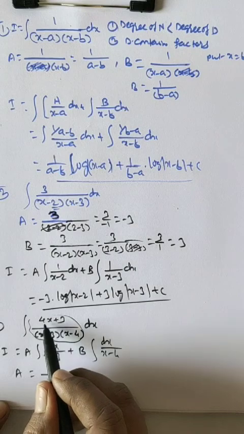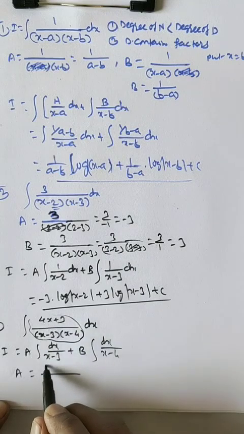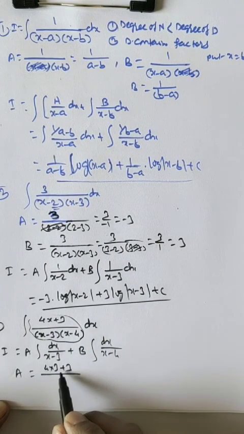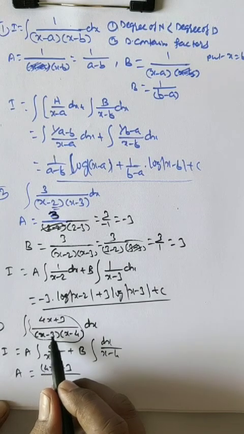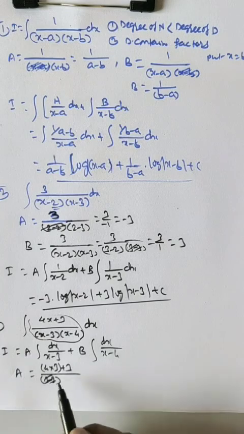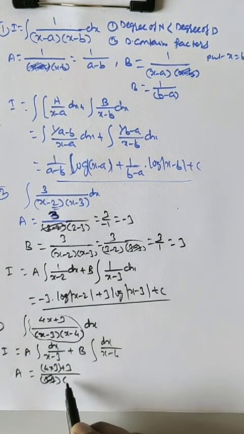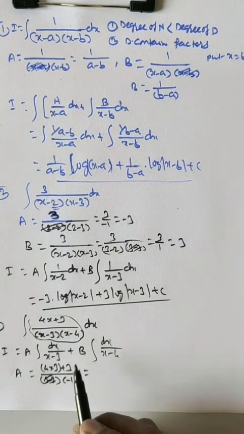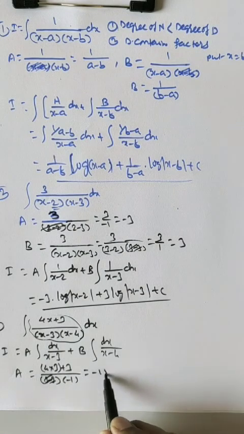Put x equal to 3. 4 into 3 plus 3 upon 3 minus 3. 3 minus 3 is not taken, neglect. 3 minus 4 is minus 1. The answer is 4 into 3, 12. 12 plus 3, 15 upon minus 1, minus 15.